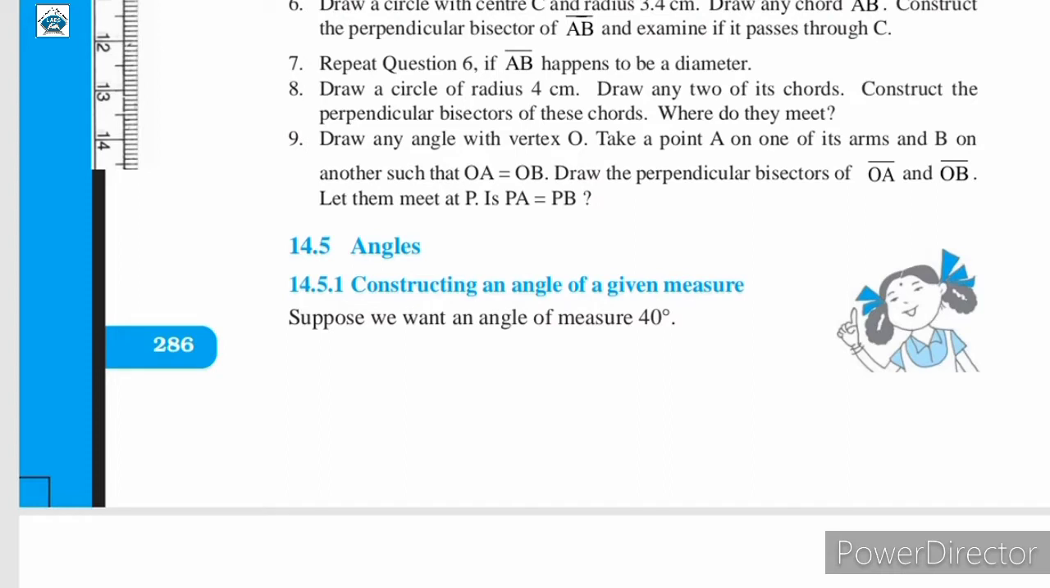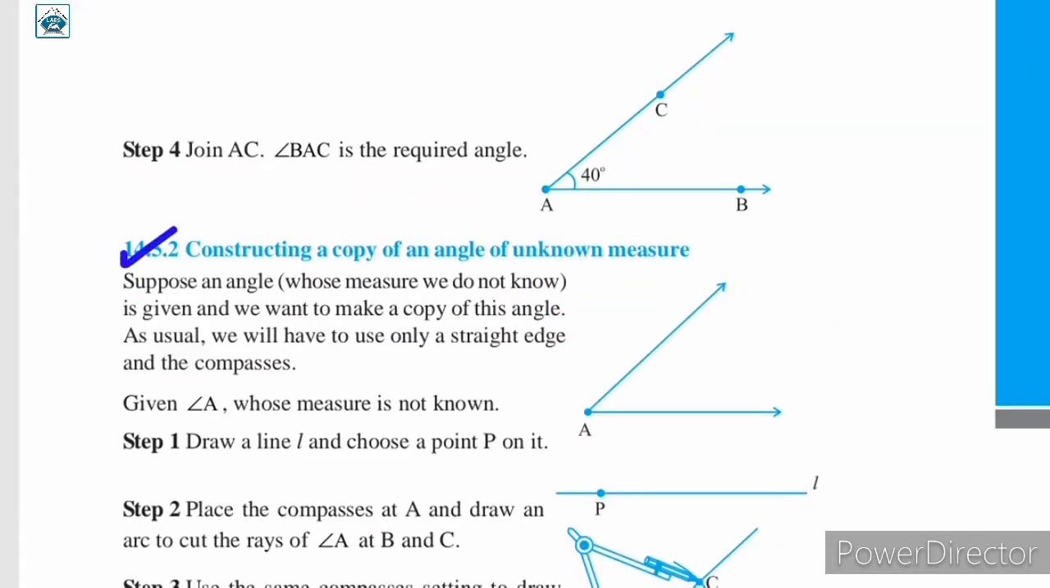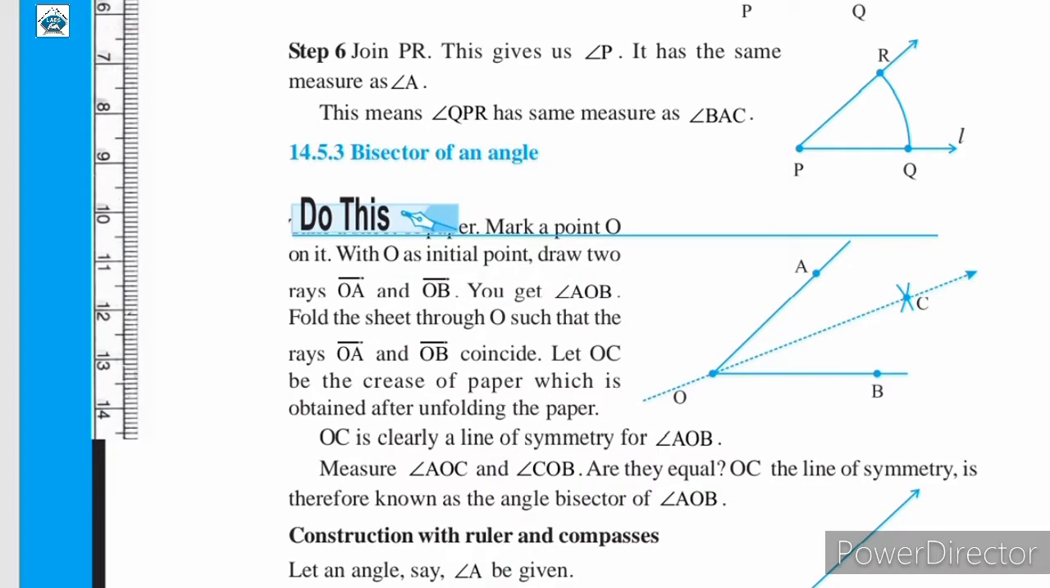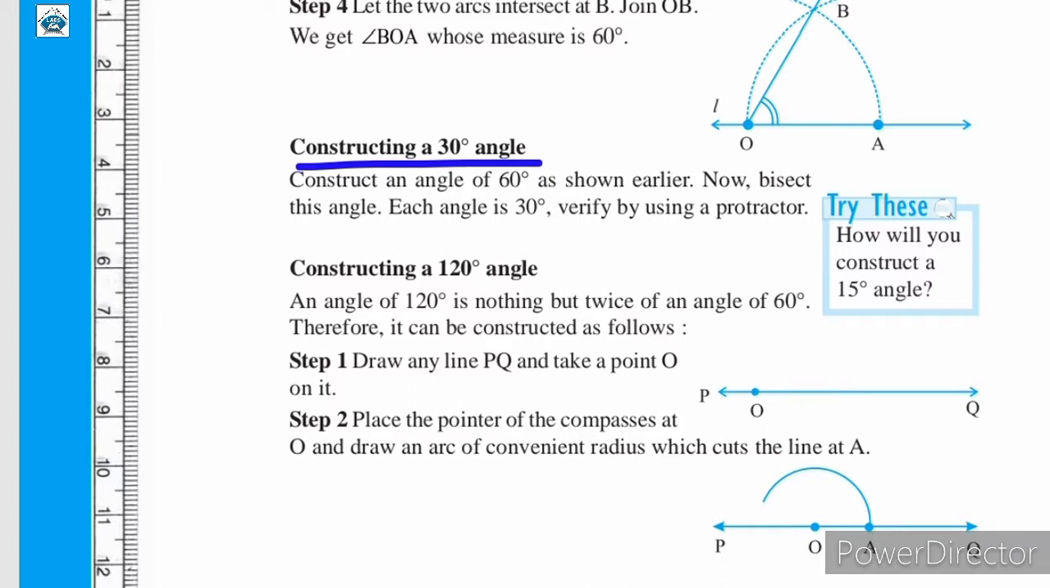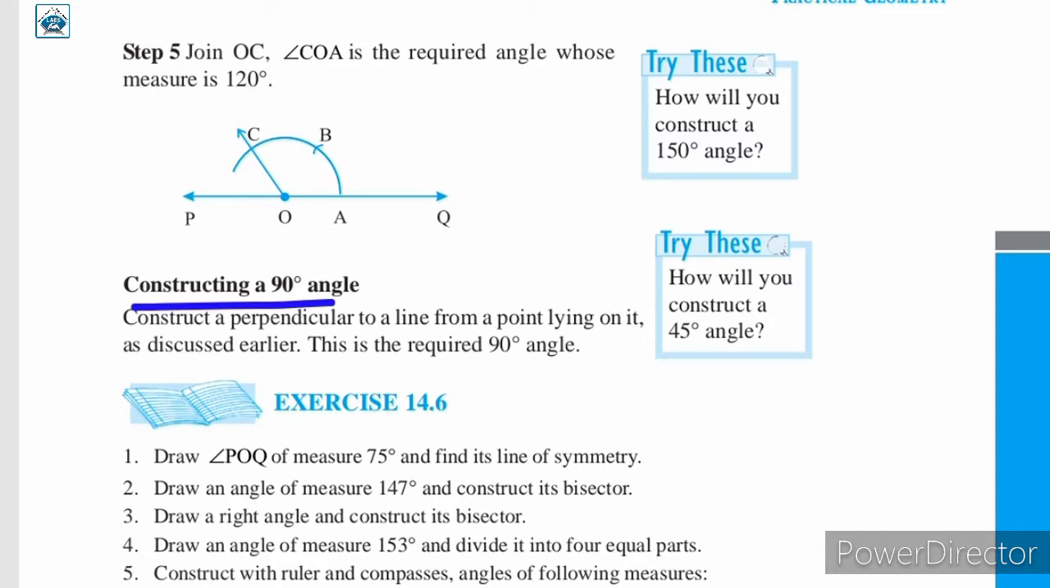The next topic we are going to discuss is angles. So here we will learn constructing an angle of a given measure, constructing a copy of an angle of unknown measure. We will learn how to construct the bisector of an angle. We will learn how to construct angles of special measures like constructing an angle of 60 degree, constructing a 30-degree angle, constructing a 120-degree angle, and constructing a 90-degree angle, which we will discuss in the next exercise.